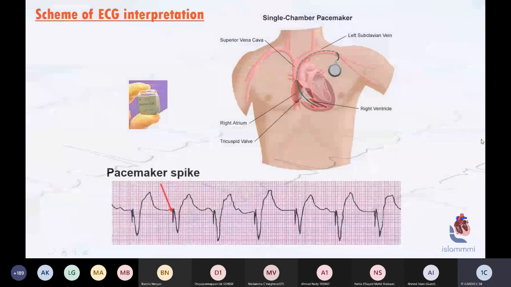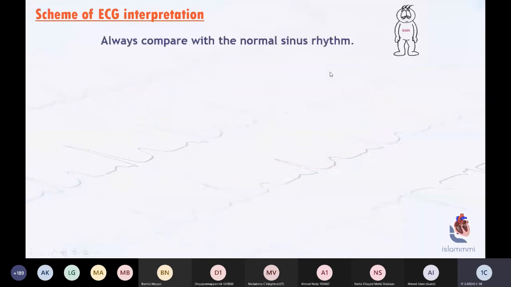If this is a pacemaker rhythm, it will also be wide because there is another pacemaker. It's not the normal one, the right atrium, but an artificial device, and because it's located in the ventricle, it will be wide. And we have a spike here. This is because of the pacemaker.